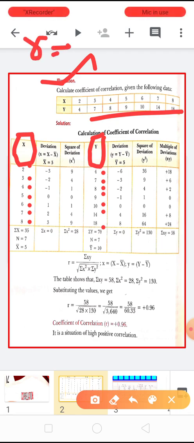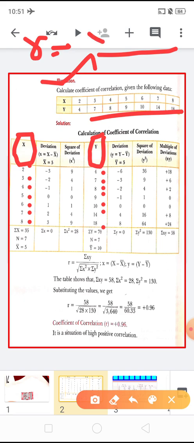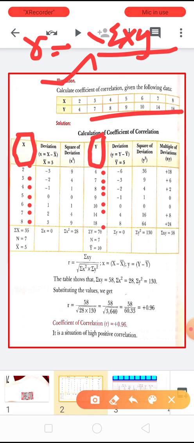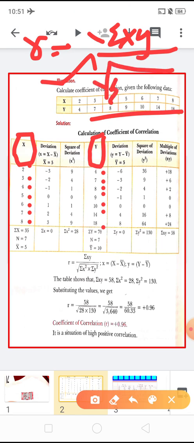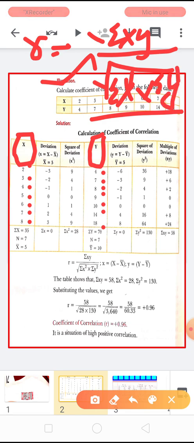Children, as we all know, in calculating the correlation by the direct method, we have a formula, that is r is equal to sigma xy upon under root sigma x square multiplied by sigma y square. This formula we need to apply in calculating the Karl Pearson coefficient of correlation by the direct method. So this is your direct method, and we will solve.